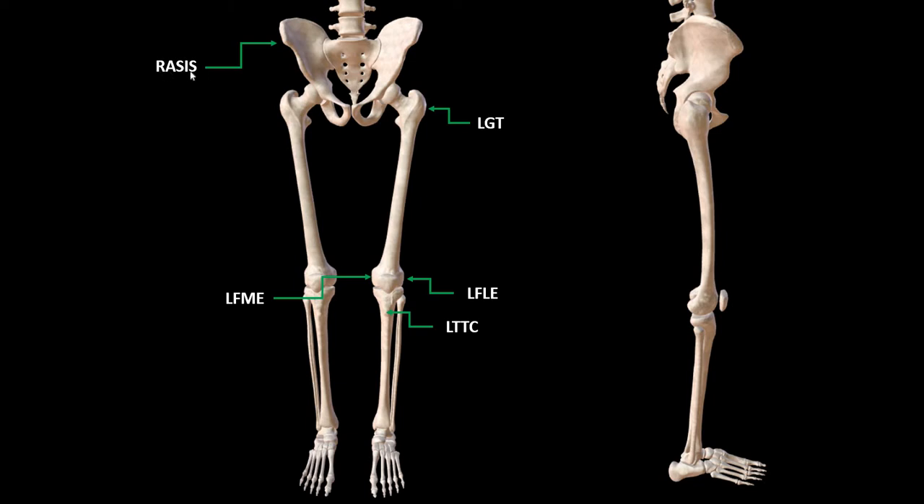RASIS. The R stands for right and the L stands for left, and this point here is the anterior superior iliac spine. This is the most anterior superior position on the pelvis, as the name suggests. This is where we regularly apply pelvic markers.